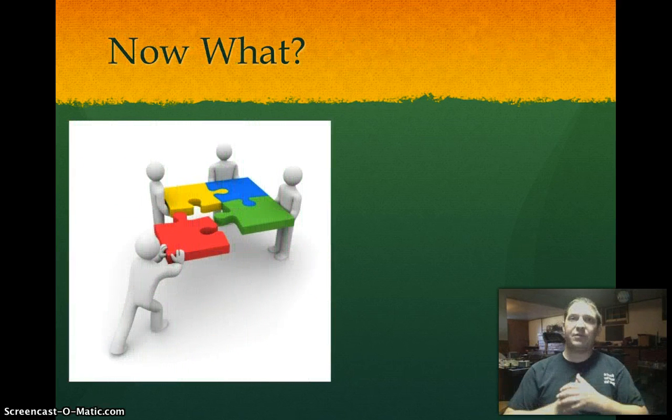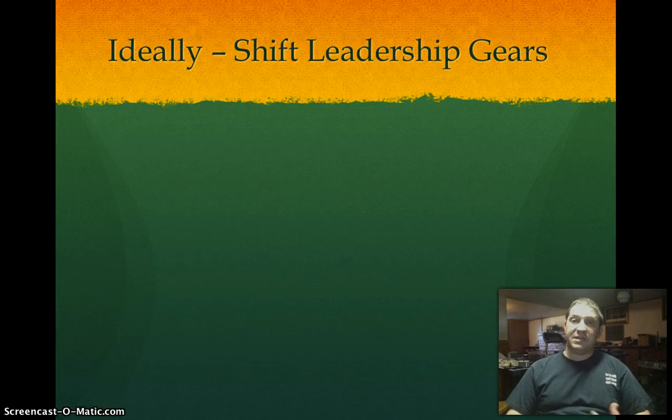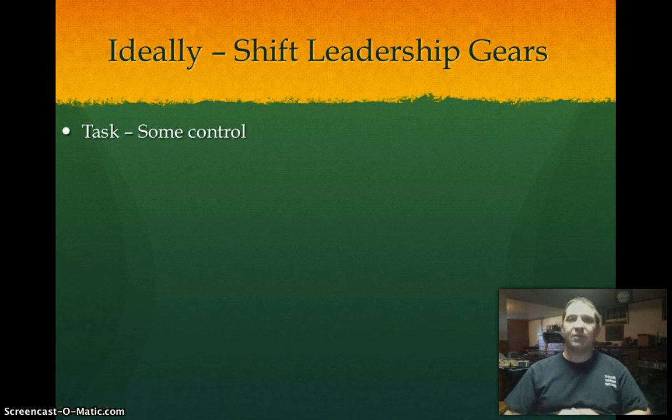So now what? Now that we've described these three variables, how do they fit together? Well, as I described earlier, we're linking the relationship between these three variables. And as I interpret this theory, it boils down to which variables we can control. Ideally, the idea is for the leader to be able to shift leadership gears to match the situation.